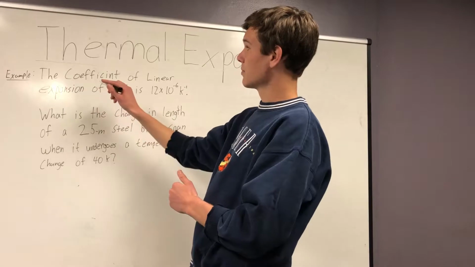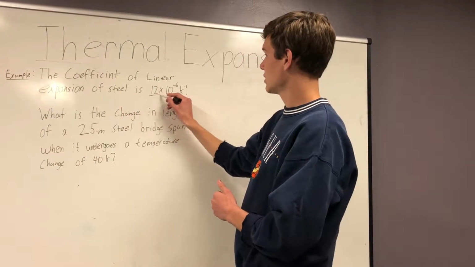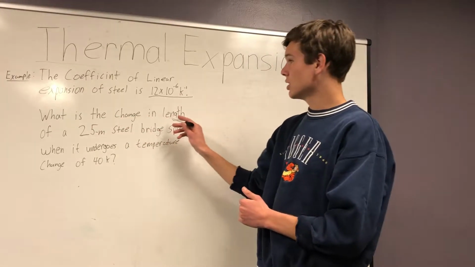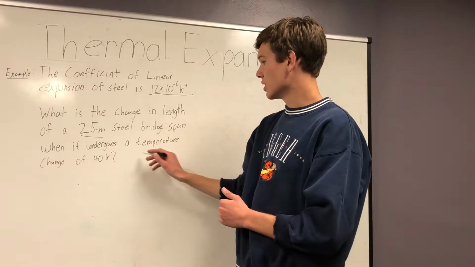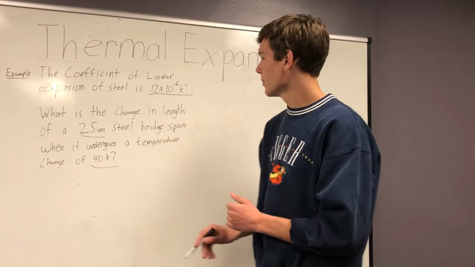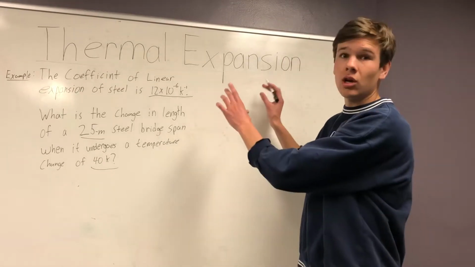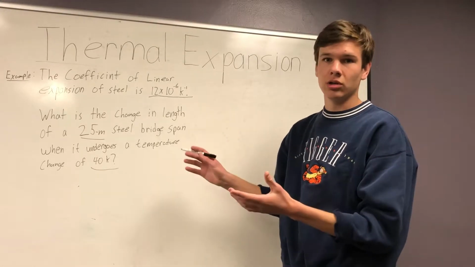So the question reads, the coefficient of linear expansion of steel is 12 times 10 to the negative 6th 1 over Kelvin. What is the change in length of a 25-meter steel bridge span when it undergoes a temperature change of 40 Kelvin? So the first thing you're going to want to do in any physics problem, even though we already know we're going to be doing thermal expansion here, is identify what you know and what you're looking for.